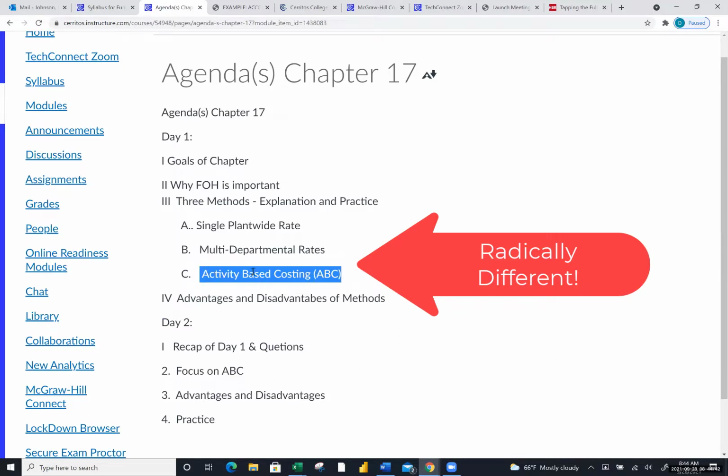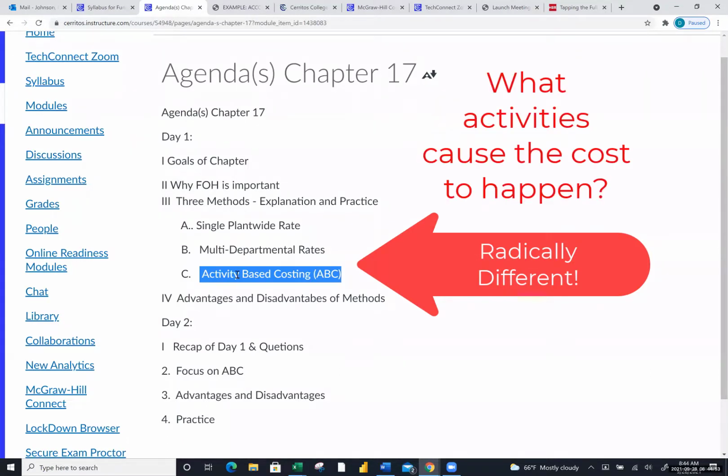It's called activity-based costing because unlike the other two bases, this one seeks to identify what are the major activities involved in creating this product. And what it tries to do is take these indirect costs and almost treat them as if they were direct. So activity-based costing is very expensive to implement. However, some of the world's biggest companies have successfully done it.